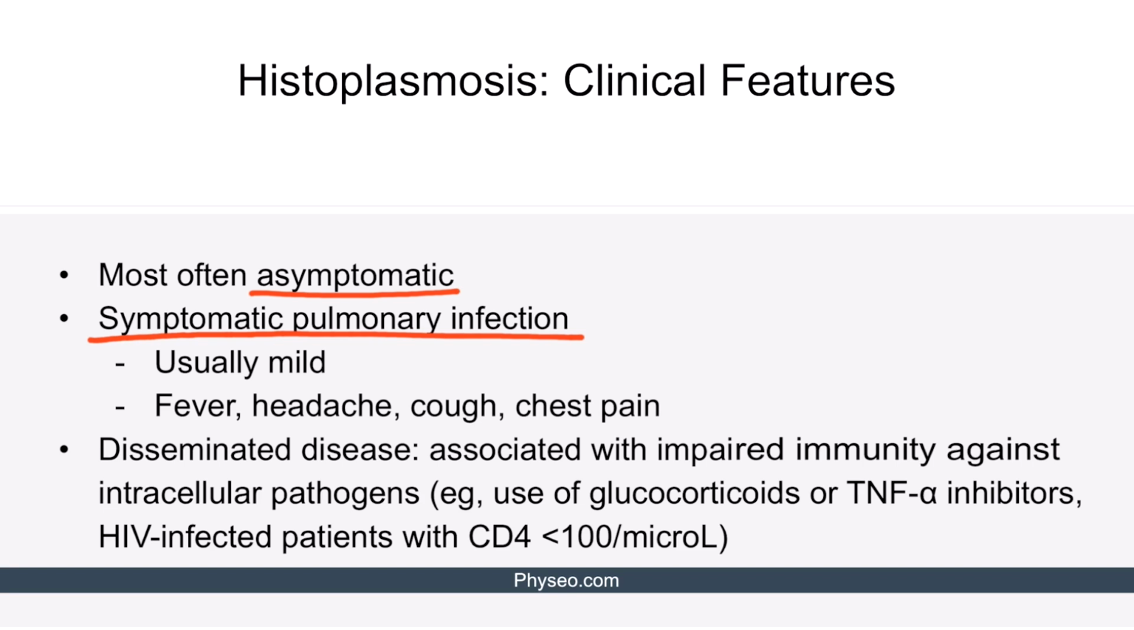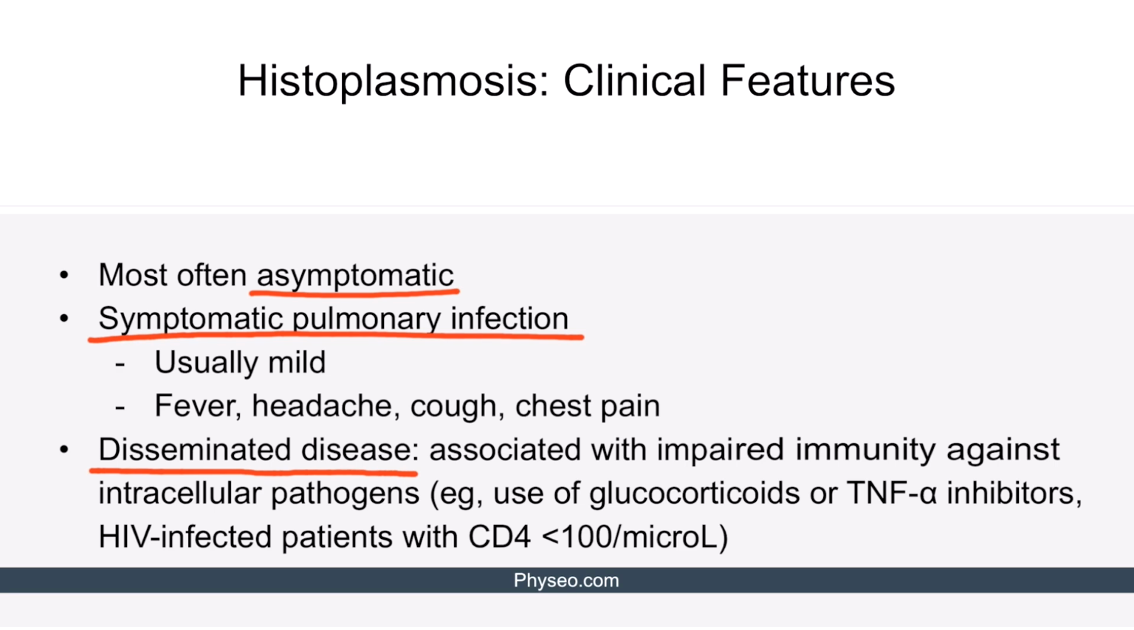However, symptomatic pulmonary infection, if it occurs, is usually mild, and it would present with a fever, headache, cough, and chest pain. And as we mentioned earlier in this lecture, with all three of these different fungal infections, they can cause a pulmonary infection, or what you're more worried about is a disseminated infection. And the disseminated form of histoplasmosis is typically associated with impaired immunity against intracellular pathogens. So the type of people that you think about are those who use glucocorticoids or TNF-alpha inhibitors, or HIV-infected patients who have a CD4 count less than 100.